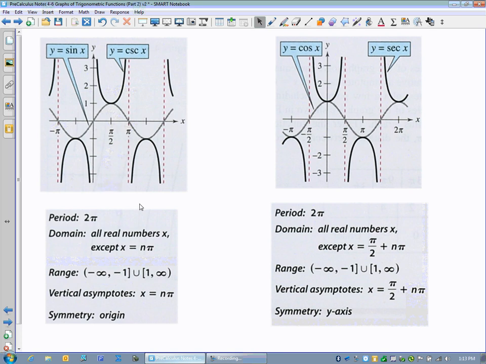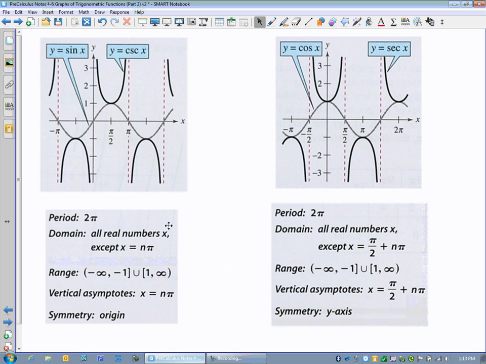But here we can see that the period for both cosecant and secant is 2 pi, just the same as it was for sine and cosine. The domain is going to be all real numbers except the asymptotes. For cosecant, your asymptotes occur at the multiples of pi, and for secant, your asymptotes occur at odd multiples of pi over 2. So 1 pi over 2, 3 pi over 2, etc.